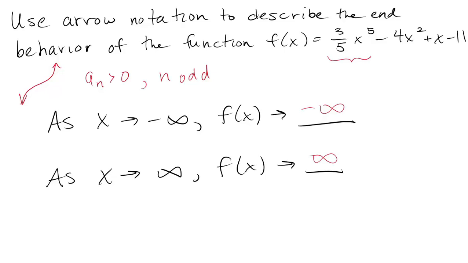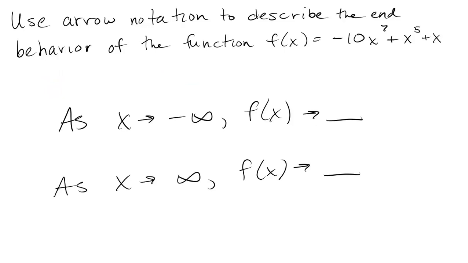I'd like you to try this one. Use arrow notation to describe the end behavior of the function f of x equals negative 10x to the seventh plus x to the fifth plus x. You can either think of a function that has the same type of behavior, or you can just go back and look at the rules. Just reference the rules and use those. However you do it, try to fill in these blanks.